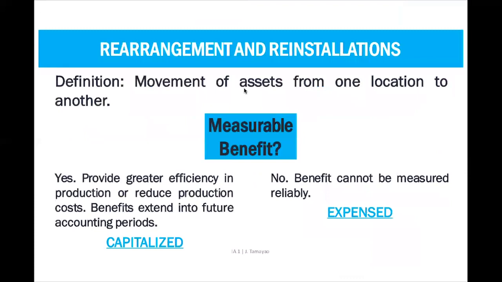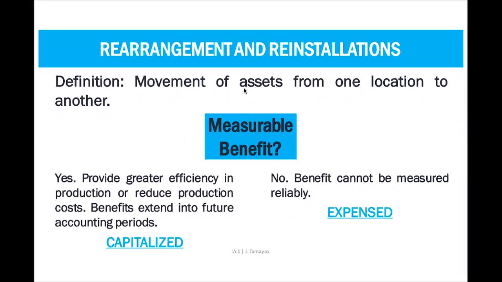Next, we have your rearrangement and reinstallations. So what is this rearrangement and reinstallation? So let's say we have here a machinery, and then you will rearrange the setup of your machinery. For example, your production is machinery 1 to machinery 2 to machinery 3 to machinery 4. So you have 4 machineries, yun yung arrangement ng production mo. Kaso ni-rearrange mo siya. So let's say machinery 1 muna, papuntang 4, tapos 3 to 2.